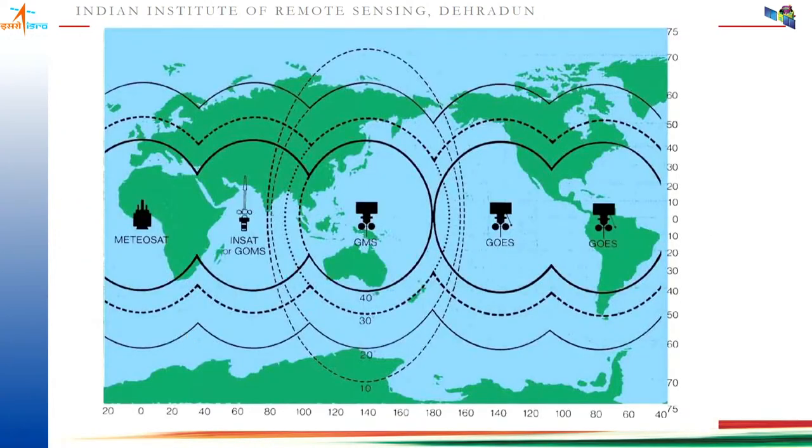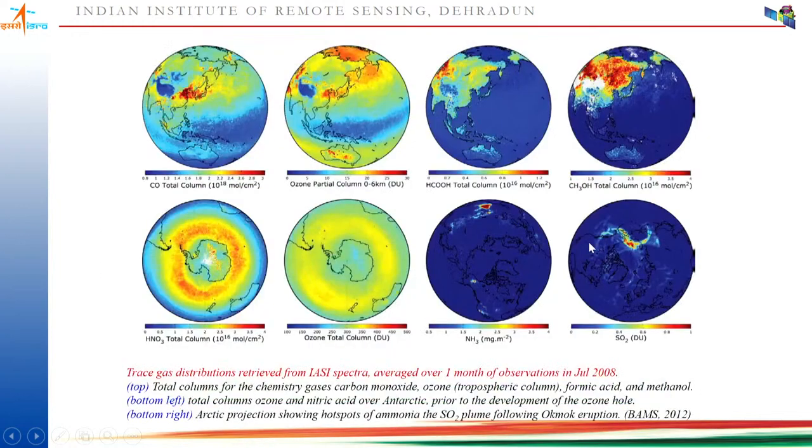This is just a glimpse of the coverages of the geostationary satellites. So Meteosat, INSAT, the Japanese Global Monitoring satellite, and GOES. So they have East Pacific and West Pacific, GOES-R and GOES, that is the West and East of the US. These are some glimpses of the sounder.